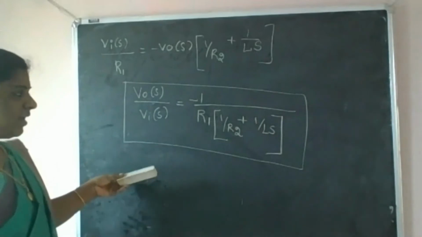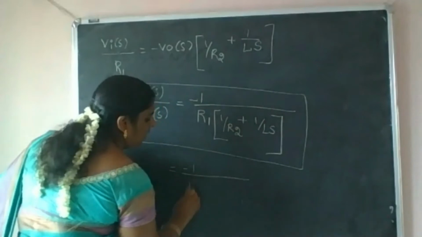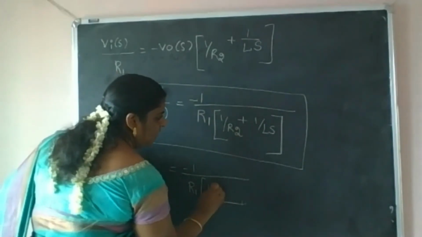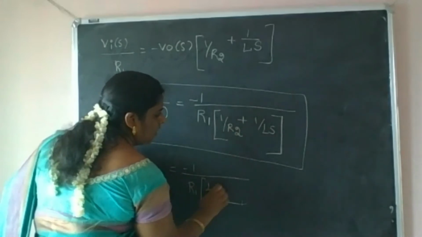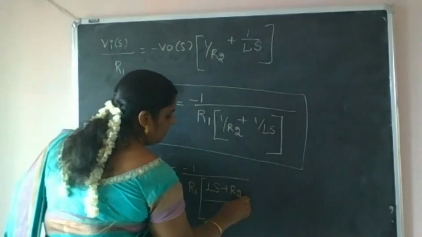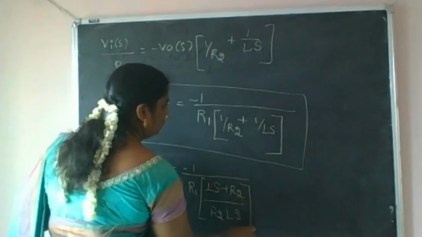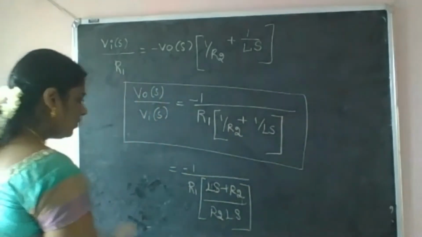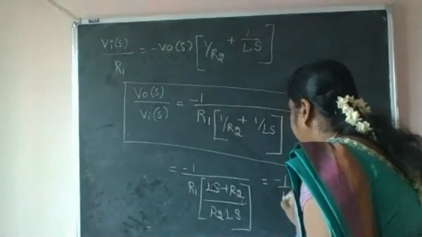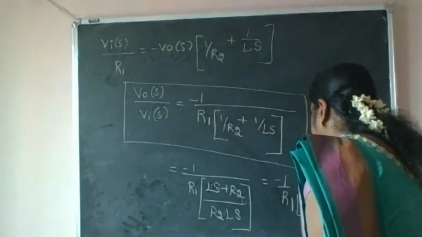Again, we can rearrange this equation as minus 1 by R1 into, taking LCM here, we will get (Ls plus R2) divided by R2Ls, which is equal to minus 1 by R1 into (Ls plus R2).